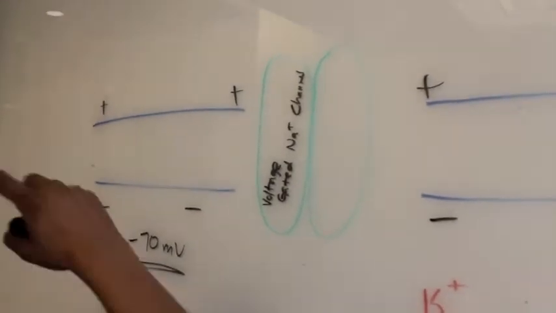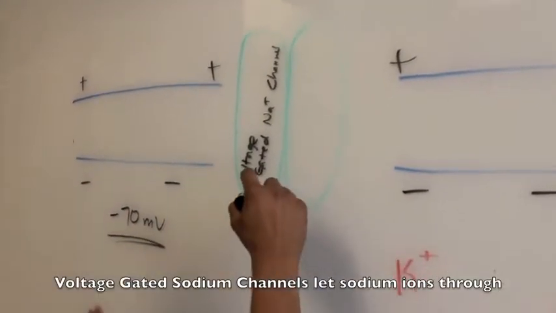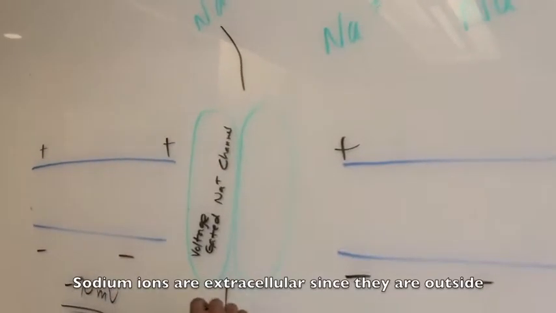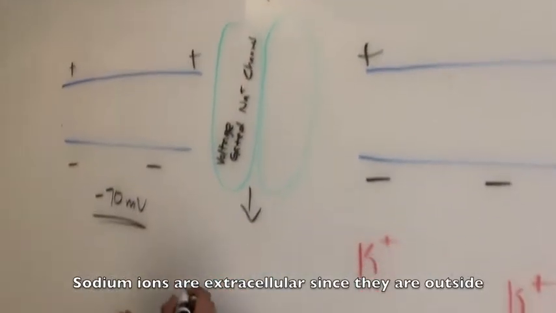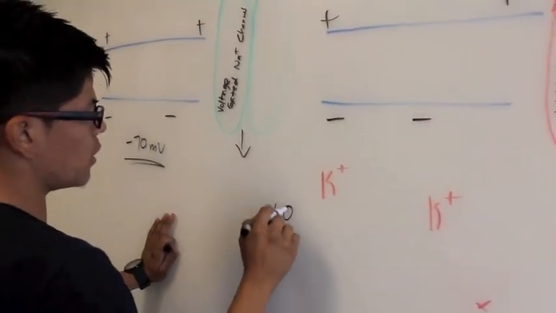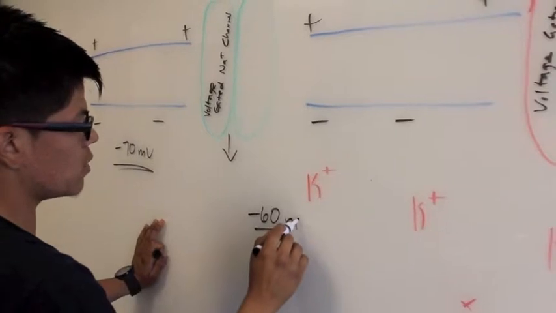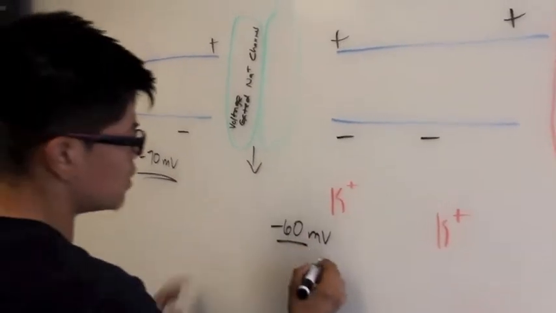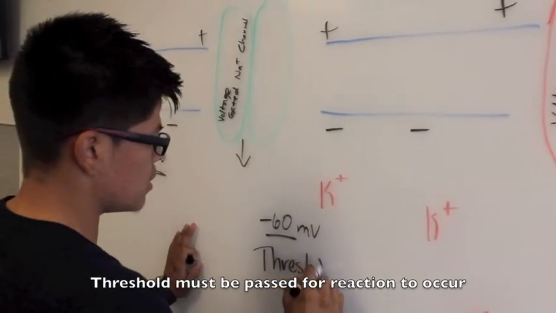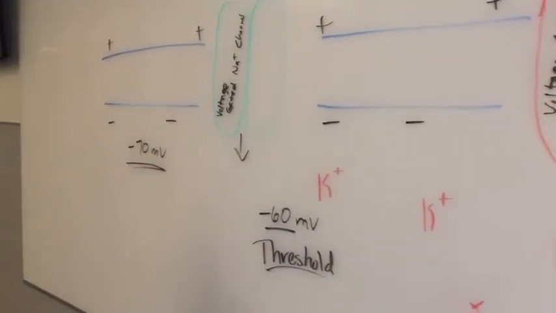Then a stimulus occurs and sodium channels begin to open. The activation gates open and a few sodium ions go through, causing the inside of the cell to begin to get positive, and then it goes to negative 60 millivolts. Once it reaches negative 60, threshold occurs. This is the magnitude it must reach for the action potential to happen.